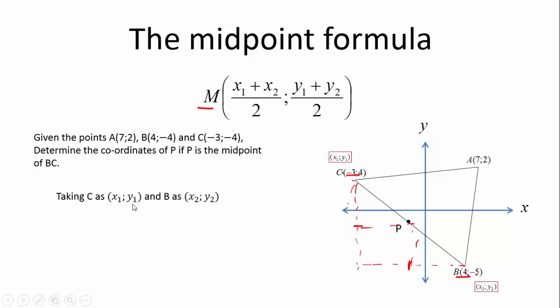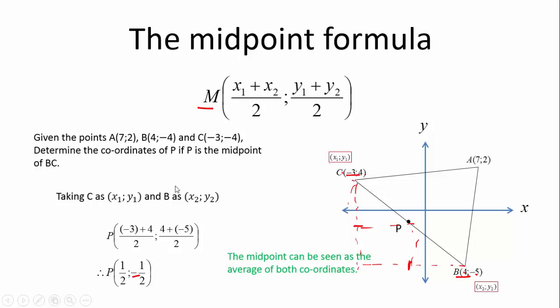Taking C as x1, y1 and B as x2, y2, P is equal to negative 3 plus 4 over 2, that's the x coordinate, and 4 plus negative 5 over 2, right? And that is equal to a half and a negative half. See, there's a negative half. And that is the coordinate of P. Now, the midpoint can be seen as the average of both the coordinates. You know how to work out an average, and that is exactly what the midpoint is. Let's move swiftly on to gradients.